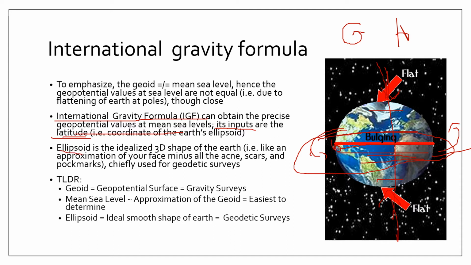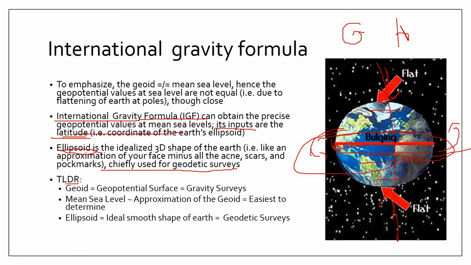Anyway, so now let's talk about the ellipsoid. The ellipsoid is the idealized 3D shape of the Earth. It's like an ideal shape, the way you have an ideal shape of your face, minus the acne, scars, and pock marks. And the ellipsoid is chiefly used for geodetic surveys.